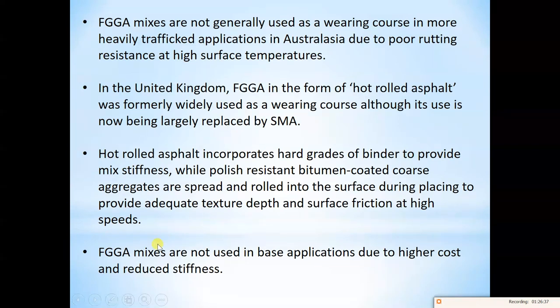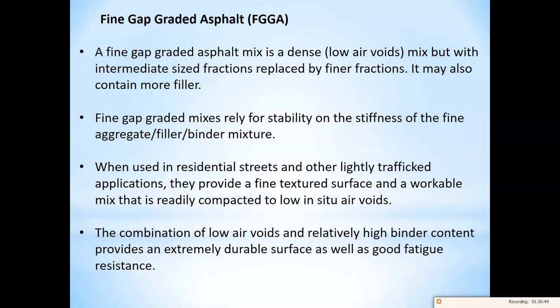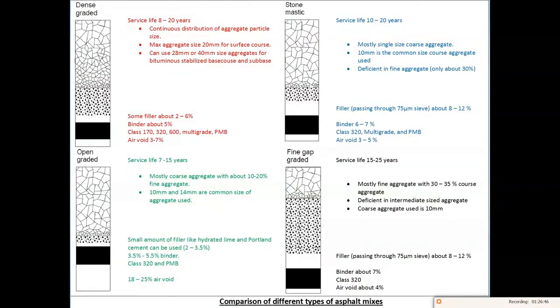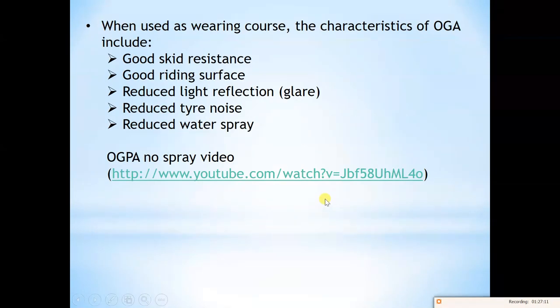So for the cost of the four types of asphalt, the more expensive are these two, the stone mastic and the fine gap graded asphalt. They are more costly. Of course, it depends on whether you use single grade, multigrade or PMB. The PMB probably costs more than the multigrade, which in turn will cost more than the single grade. So we're not going to use it for the base course.